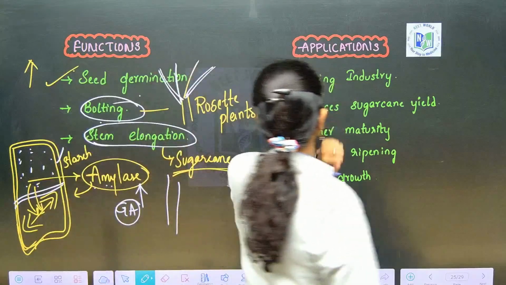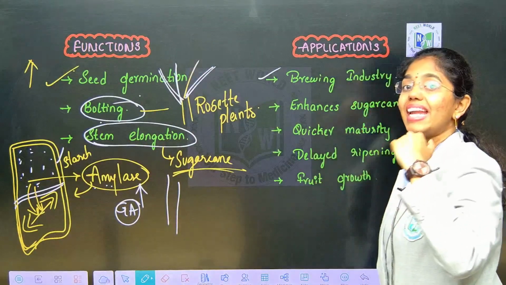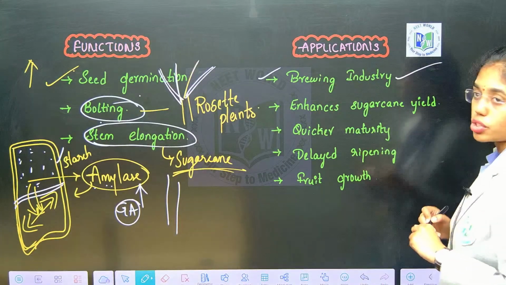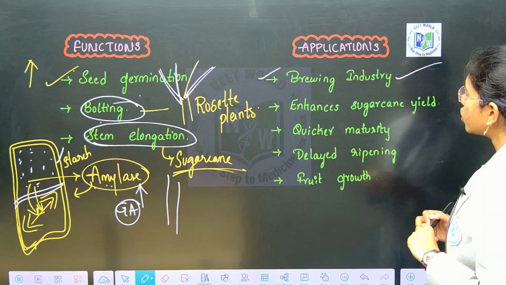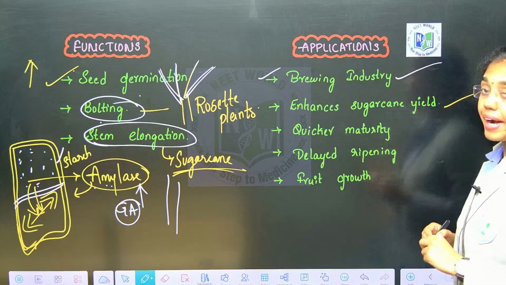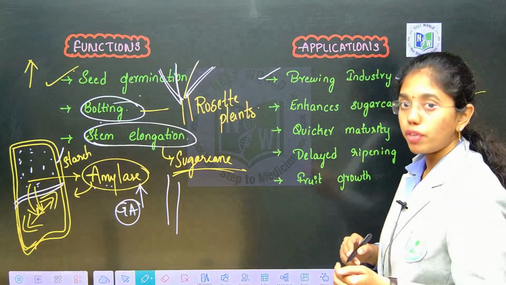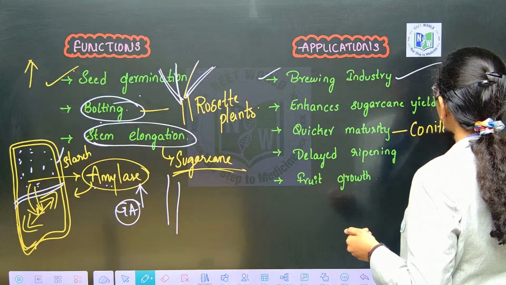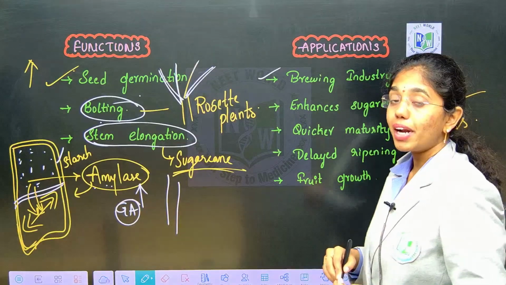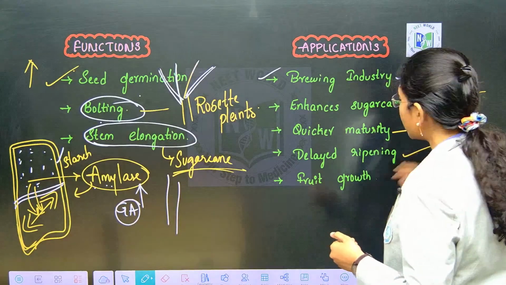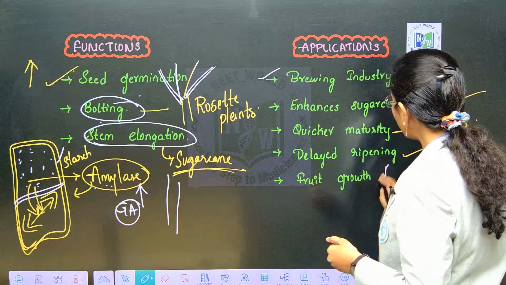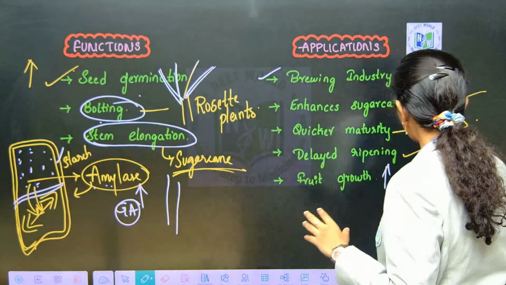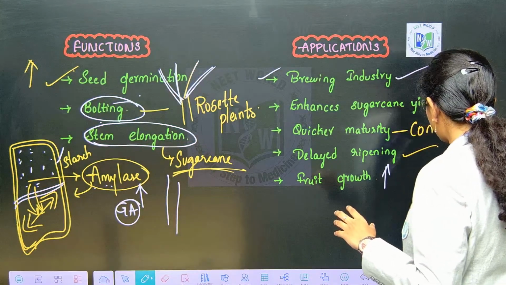Gibberellins are widely used in brewing industries because they enhance the synthesis of amylase. They are widely used in brewing industries for the malting process. Next, it will enhance the sugar cane yield, and spraying gibberellins on conifers will yield quick maturity. Gibberellins will delay the ripening process and promote fruit growth also. When the floral stalk is increased, the fruits get better shape.